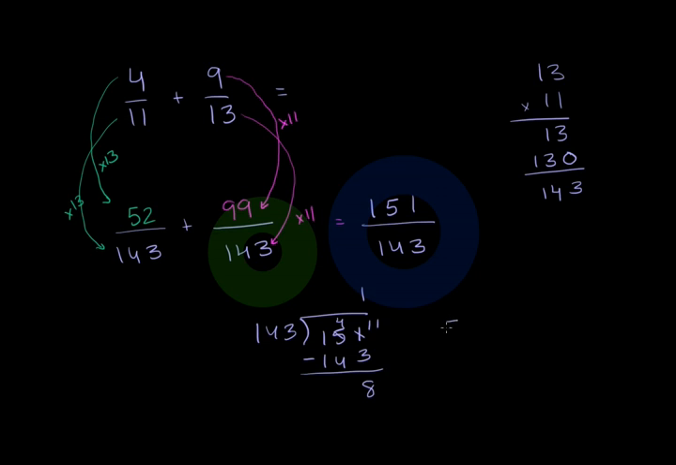So this is the same thing. 151 over 143 is the same thing as 1 and 8/143. And now it becomes even more clear that these can't be simplified anymore. So, and we are done. This is the same thing as 1, I'll write the 1 a little bit bigger, 1 and 8/143.